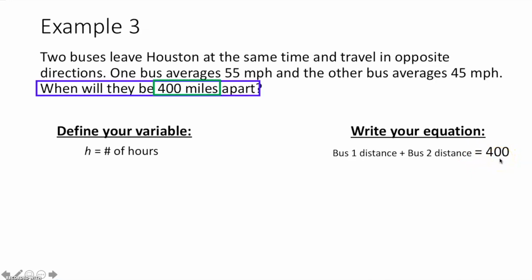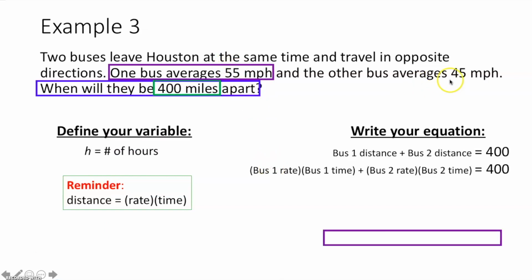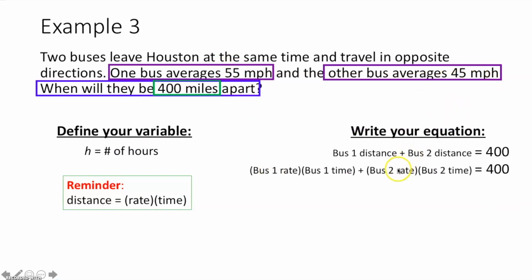What can we do now? Well, what do we know about distance? We know distance is actually equal to rate times time. So the bus 1 distance is the same thing as the bus 1 rate times the bus 1 time. The bus 2 distance is the same thing as the bus 2 rate times the bus 2 time. Now we look back at the problem. Is there anything we can plug into these? Yes. Bus 1 averages 55 miles per hour. That can go in bus 1 rate. Bus 2, the other bus, averages 45 miles per hour. That goes in the bus 2 rate.